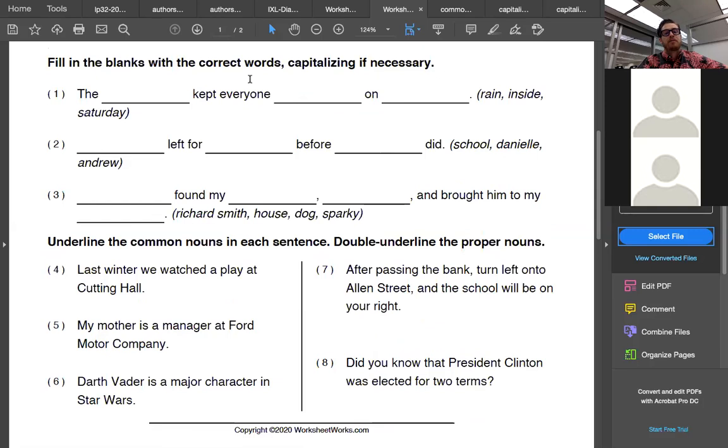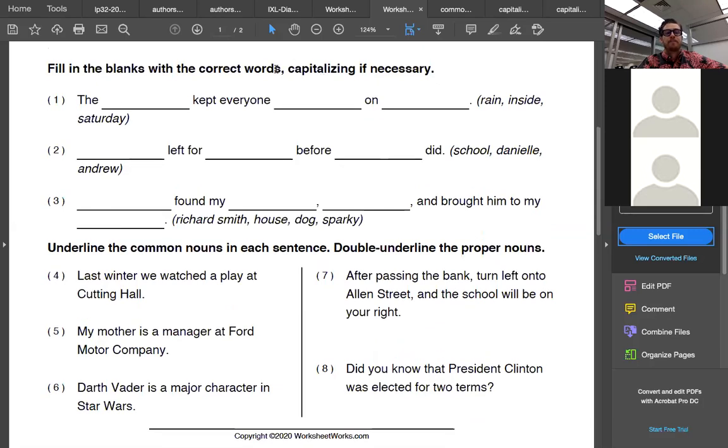We are supposed to fill the blanks in with the correct words, capitalizing if necessary. The blank kept everyone blank on blank. What do you guys think? What would keep everybody inside? Keep everybody inside, huh? I'll just help you out with the first one. The rain kept everyone inside on Saturday.